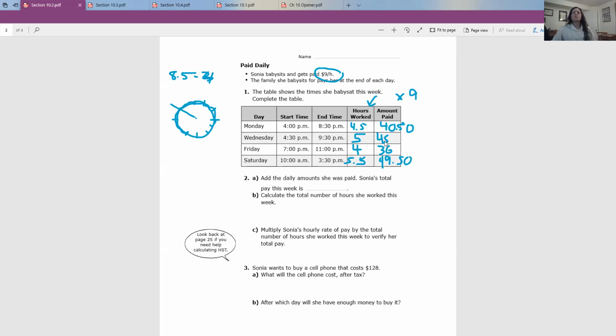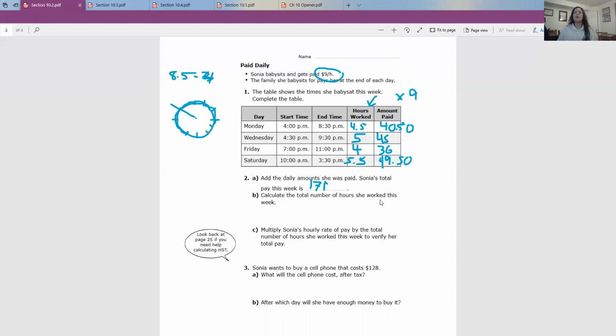Okay, so question 2A, it says add the daily amounts that she was paid. So add up this column right here. When you add those up, again, remember, you can pause the video at any time. I want you to do this on your own too. Okay, you should get 171.